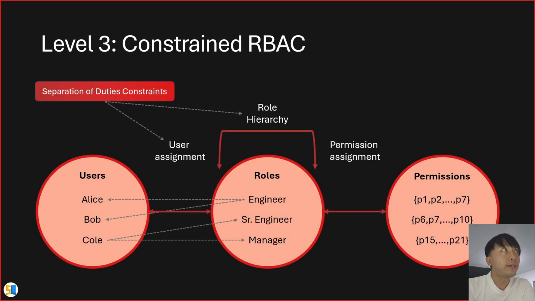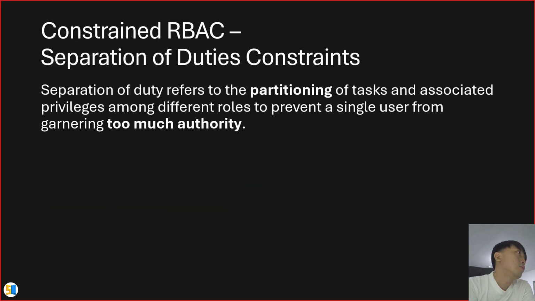Level 3 is level 2 plus separation of duties constraints, especially when we determine the user assignment and role hierarchy. So what does it mean? It means that let's read together, okay? So separation of duties refers to the partitioning of tasks and associated privileges among different roles to prevent a single user from garnering too much authority. So if you read the definitions, it's something similar with what we have discussed before, which is the limited inheritance.